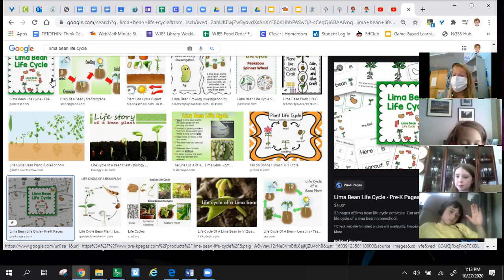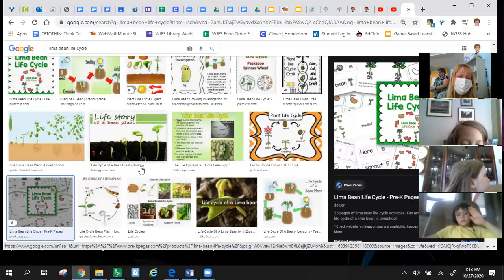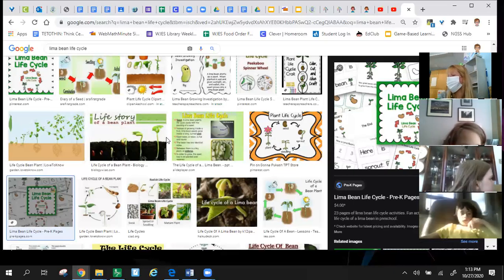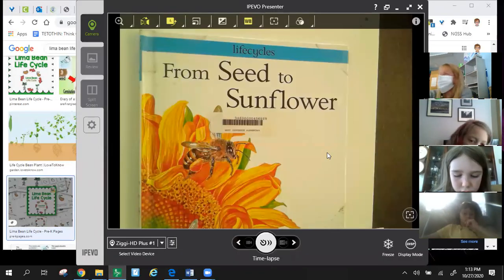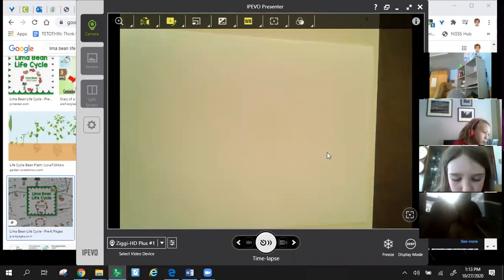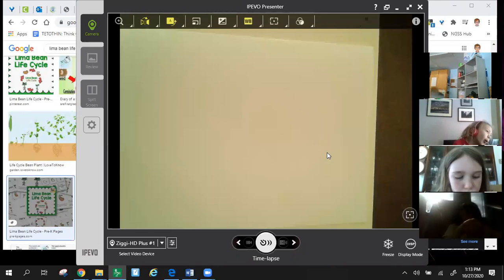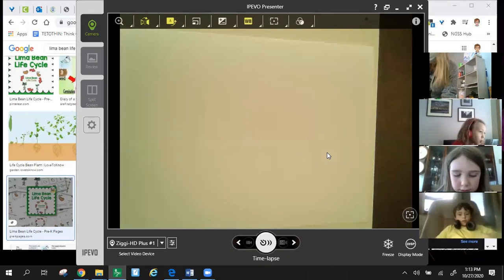What do you think that seed has to have in order for that to happen? What are the things you think we're going to have to look for in our seed? Any ideas? In the lima bean seed, what does it have to have? What do you think, Serne? It has to have, did you say food? Yes. We need to look for food inside our seed.